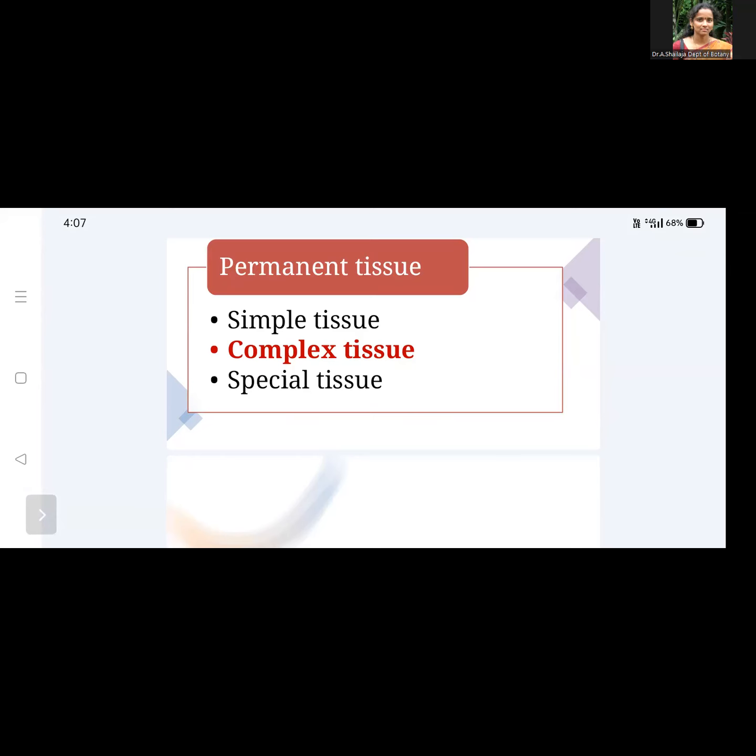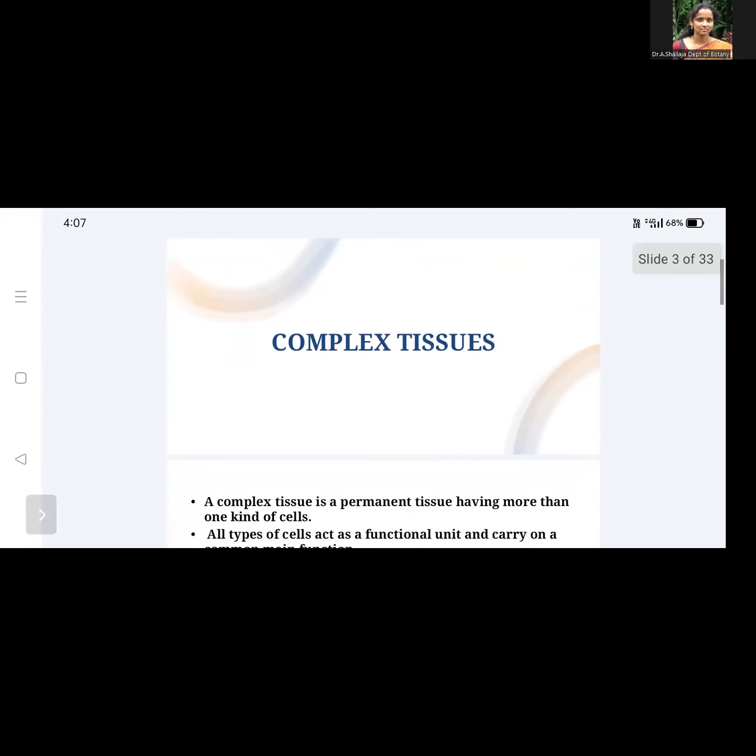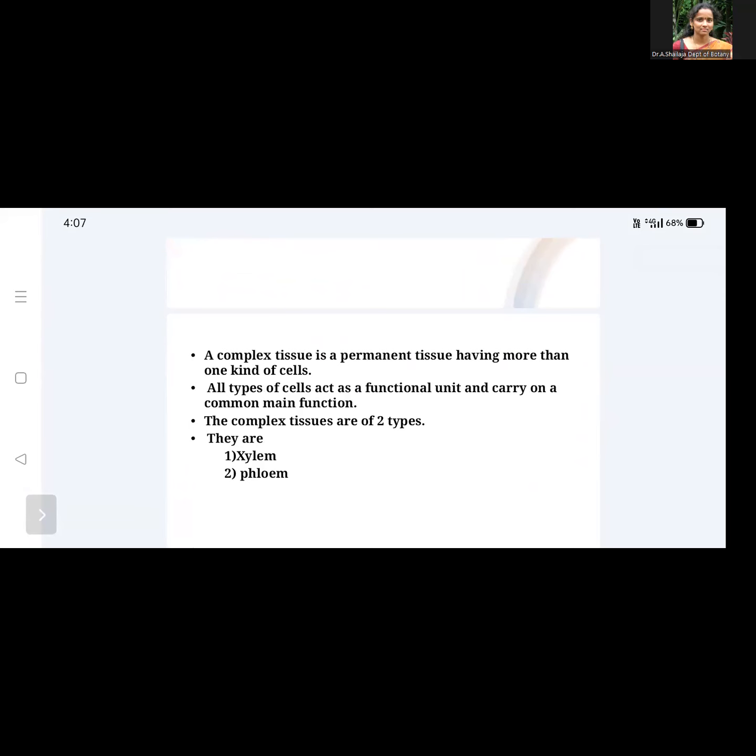So simple tissues are completed up to now. Next, we are going to discuss complex tissues. It's very, very important. A complex tissue is a permanent tissue having more than one kind of cells. In this type, different types of cells perform different functions in only one system. That is called complex tissue. These are composed of parenchyma and sclerenchyma without collenchyma. Xylem and phloem are common complex tissues. All types of cells act as a functional unit and carry on a common main function.